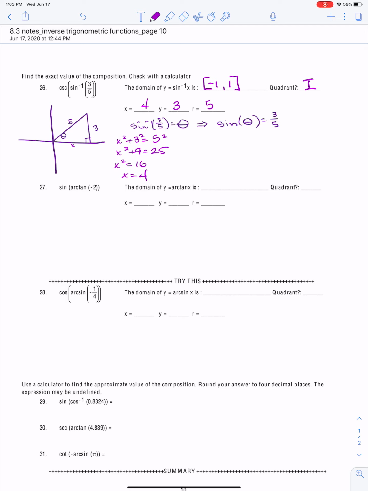Okay, and so now, just to have our thinking straight, we are looking for the cosecant of the inverse sine of 3/5. Look at how I labeled it up here. Inverse sine of 3/5 is theta. So I'm just going to substitute inverse sine of 3/5 with a theta. Now I'm looking for the cosecant of theta. Cosecant is 1 over sine, or hypotenuse over opposite. Hypotenuse, opposite. And so we get 5/3.